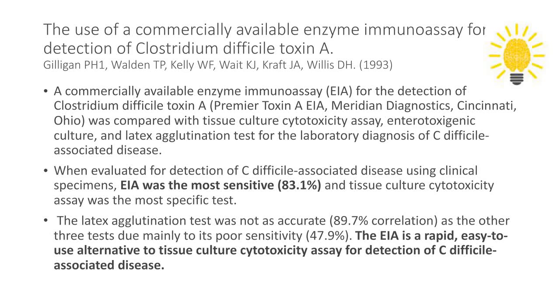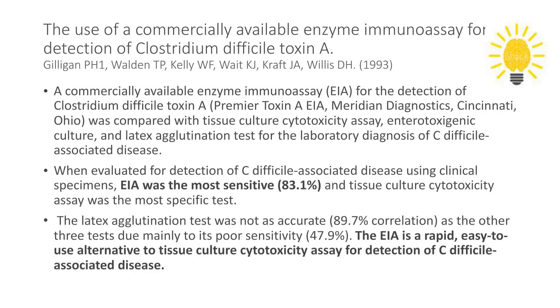The use of commercially available enzyme immunoassays came about in the early 1990s, and this was one of the first of many papers that were talking about how useful this type of EIA could be to the laboratory. This was a paper that talked about a commercially available enzyme immunoassay for the detection of Clostridium difficile toxin A. And this was the premier toxin A enzyme immunoassay that was originally produced by Meridian Diagnostics. This test was compared with the tissue culture cytotoxicity assays that we were using in the laboratory at the time, also the enterotoxigenic cultures and latex agglutination test for the laboratory diagnosis of C. difficile disease.